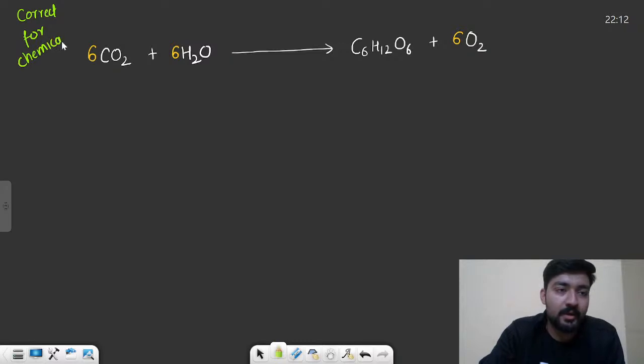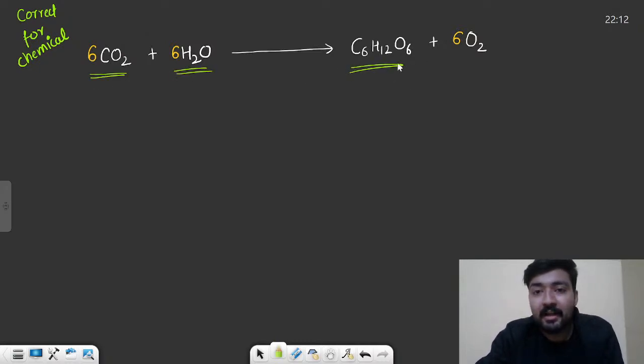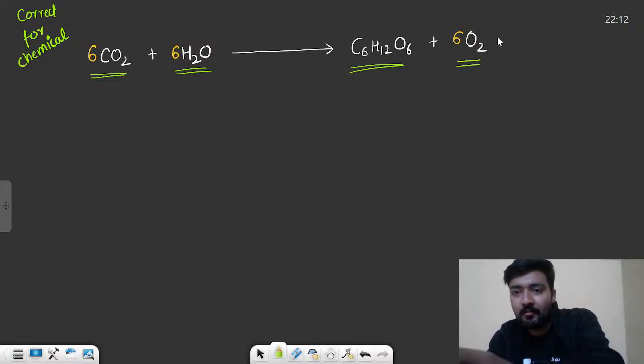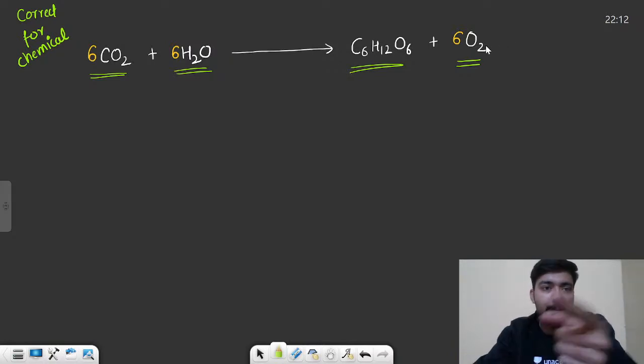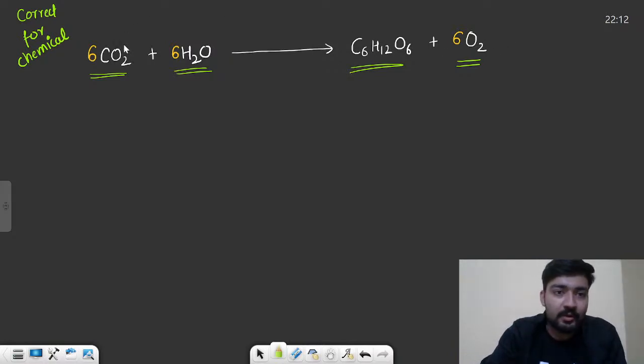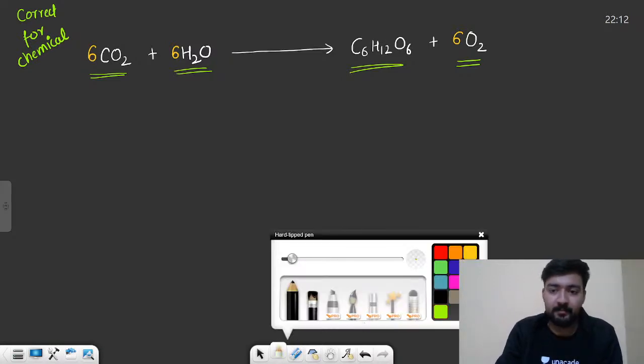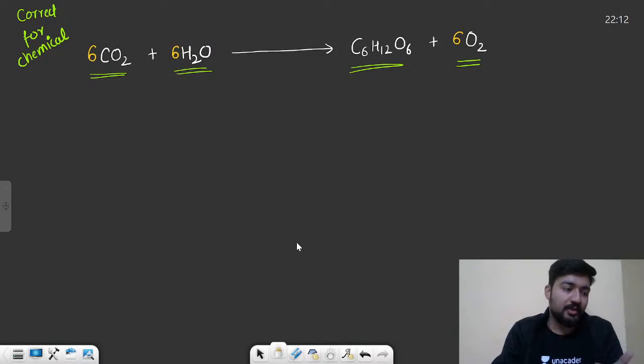Why? Because it is properly balanced, and this is what is happening. We are using CO2 and water, and we are getting glucose and oxygen. We are also getting some water here, but some water was produced on this side, but it got cancelled, right? So this is the balanced equation for the chemists, but for biologists it is not very correct. Something has to be changed to make it biologically correct.